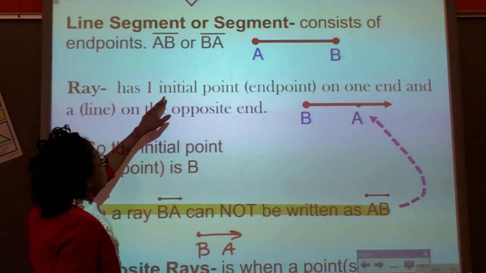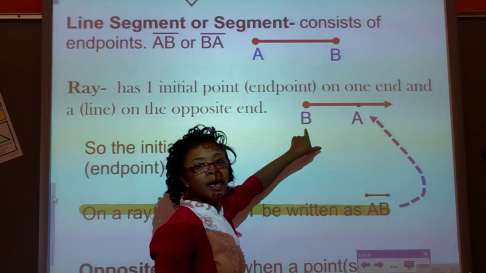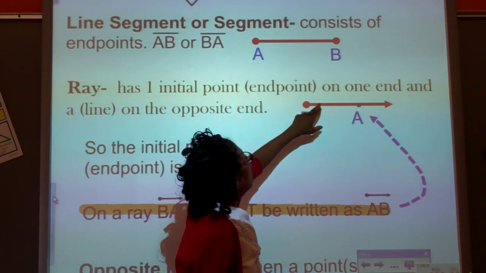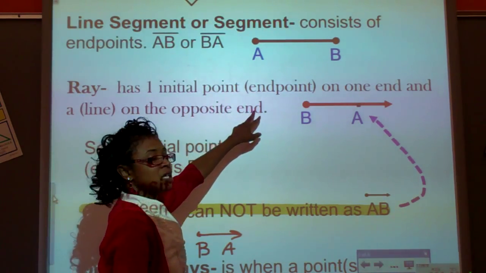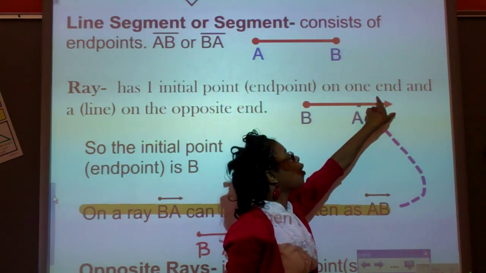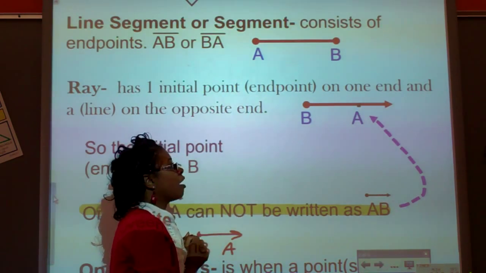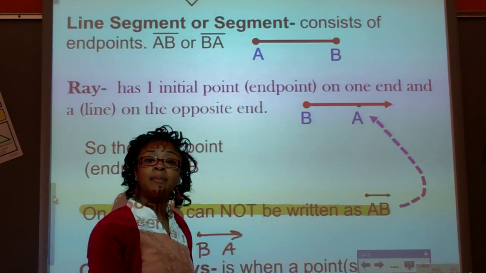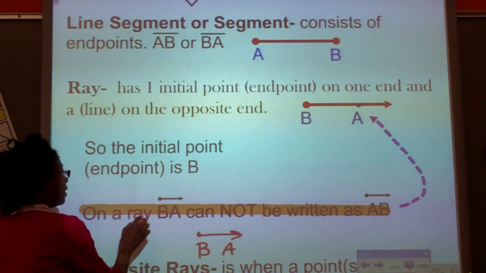So again, the ray has one initial point. The initial point is called the endpoint, where it's going to start. And the line portion is the opposite end. So A is the opposite end, and notice how it has the arrowhead so you know which direction goes forever and ever. How do we name this ray? This ray is going to be called ray BA.